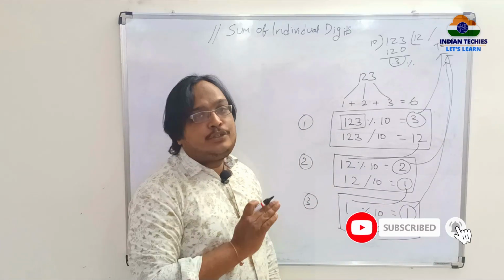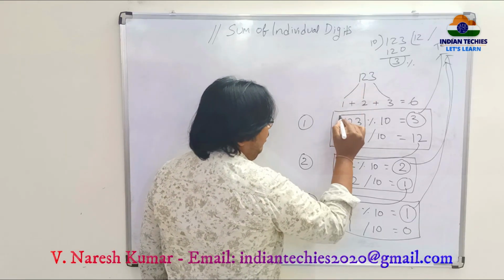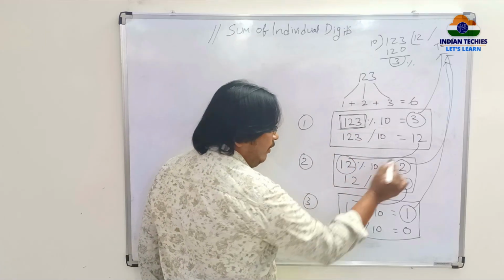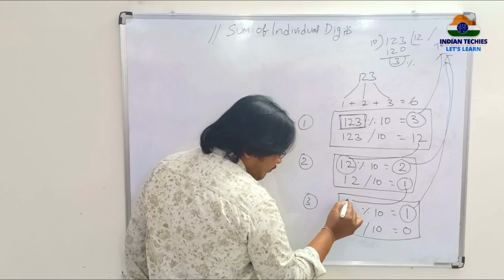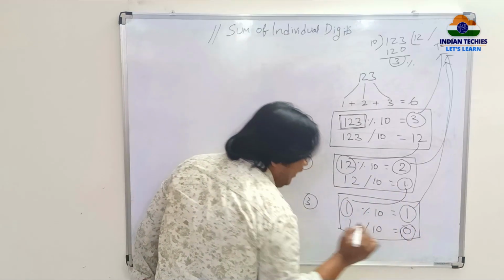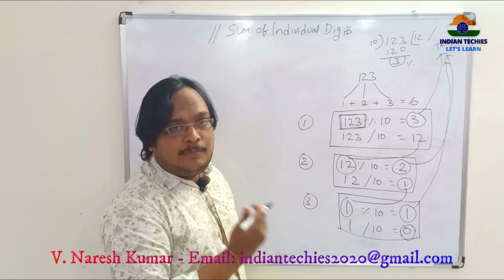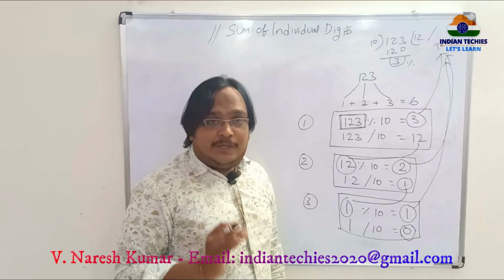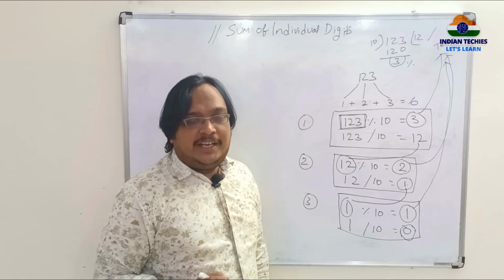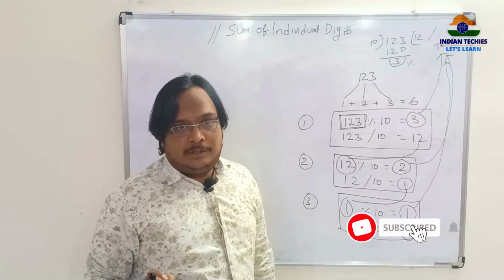Right? Now, this is step 3. Now I should stop this repetition. Why? Because what is my original value I have given? 123. So first 123 has become 12, then again this 12 has become 1, and this 1 became 0. Completely 0. So your given number has been converted into 0. Whenever your given number has turned into 0, then your process stops. You have to stop this procedure, right?